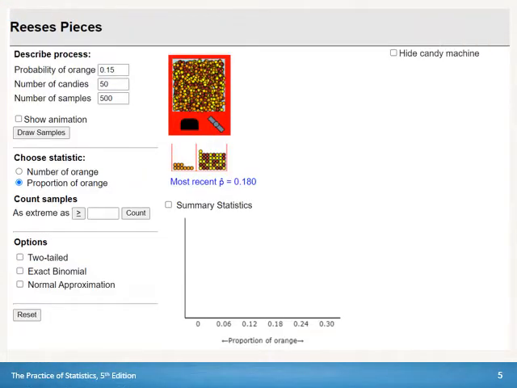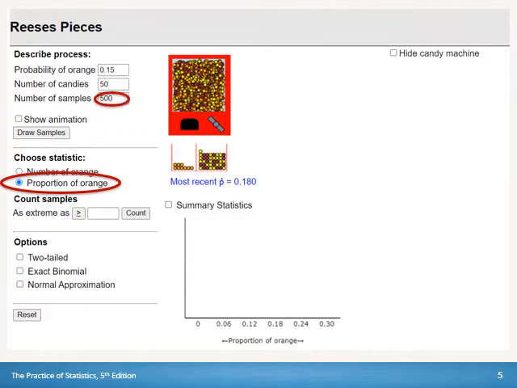So when you click on the electronic version of that page, and it takes you to this, then there are a couple of things you want to adjust. You first want to turn on the proportions for orange. We don't want to talk about the number of orange, so we're dealing with proportions here, not a random variable as the number of orange candies. We want the proportion of orange candies.